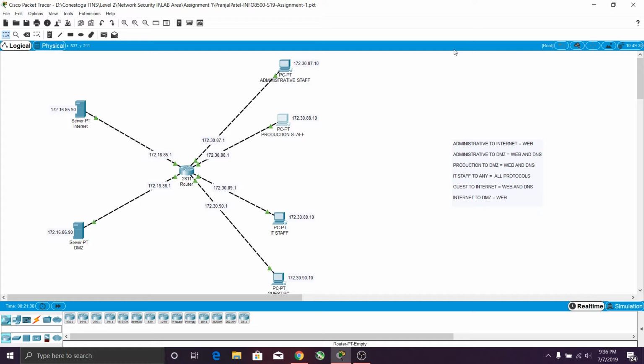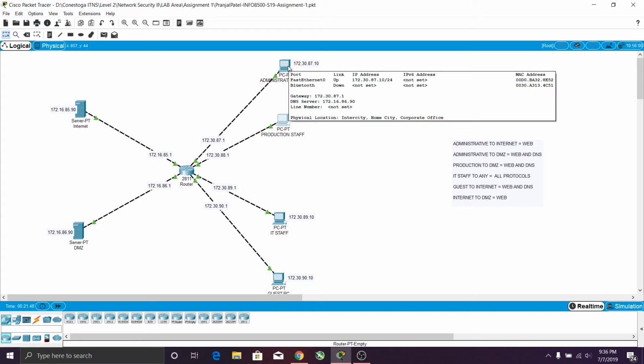Now, the fourth policy is IT staff to any network device, which is allowed to have access to all the protocols. Also, we will be verifying the connectivity by pinging both the servers and the workstations. At first, the web and DNS connectivity to both the servers.